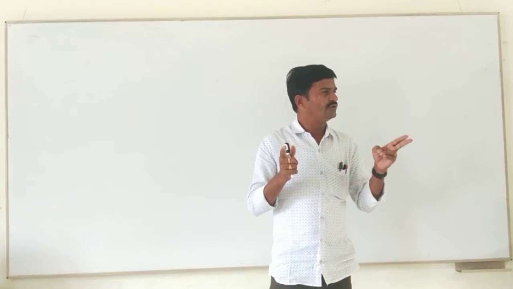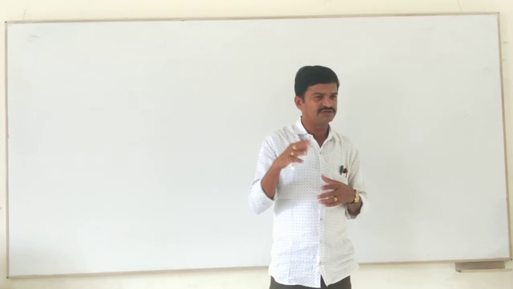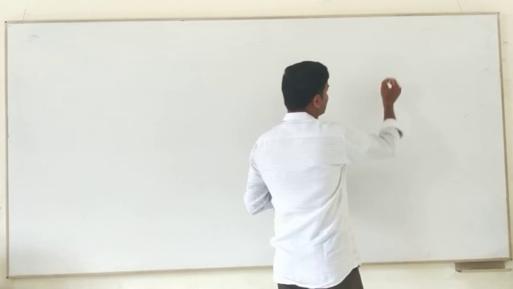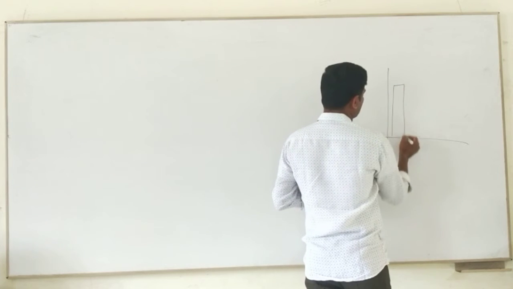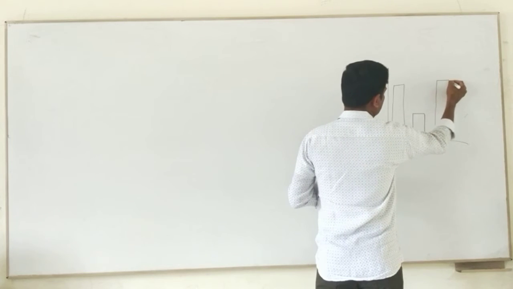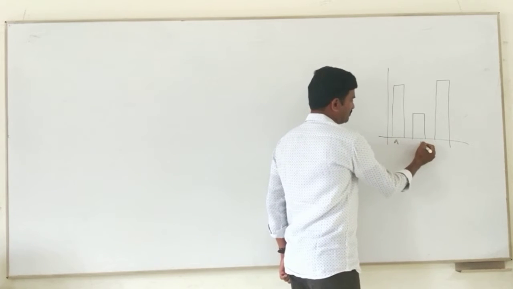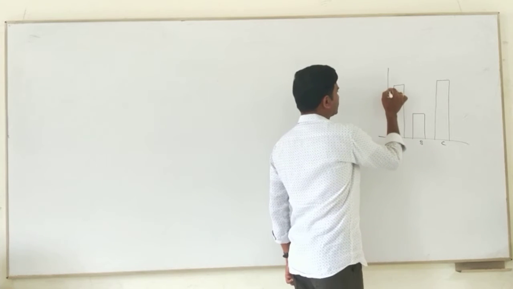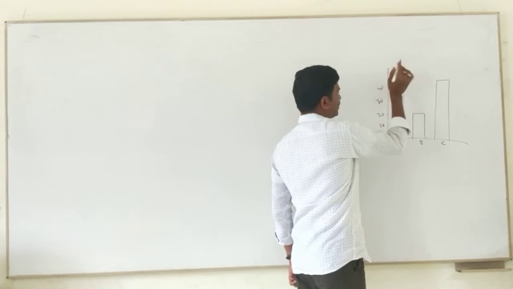I hope everybody knows how to represent data with the help of bars, that means a bar graph. Do you know or not? Bar graph means we represented it like this: this is one bar, and another one like this, and like that. This is student A, student B, student C, and suppose these are the marks: 10 marks, 20 marks, 30 marks, 40 marks, like that.